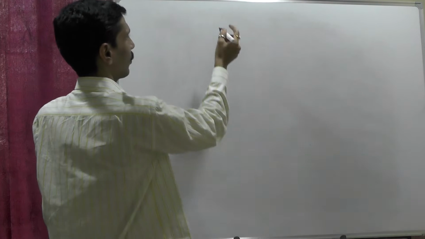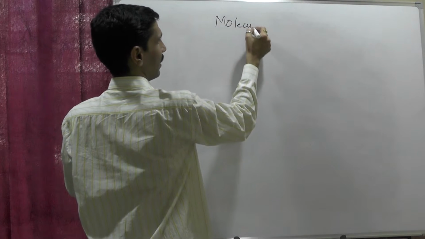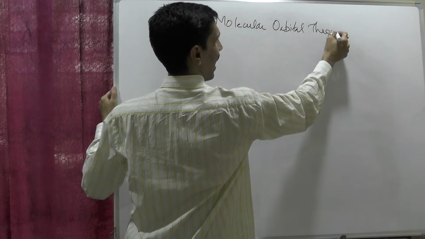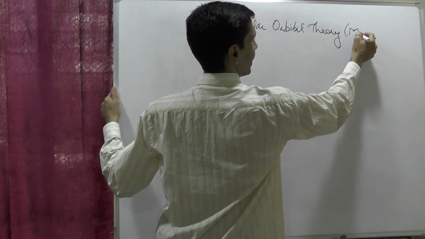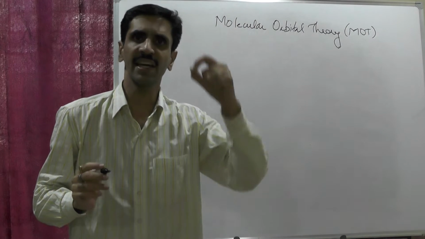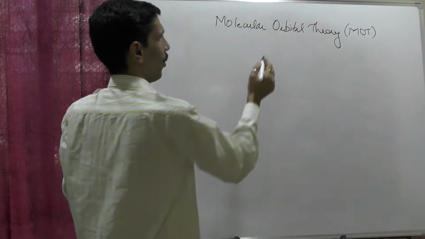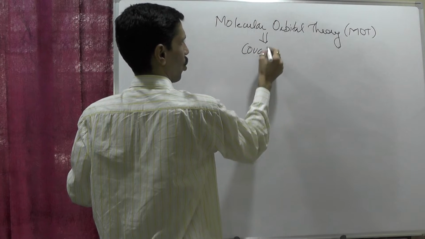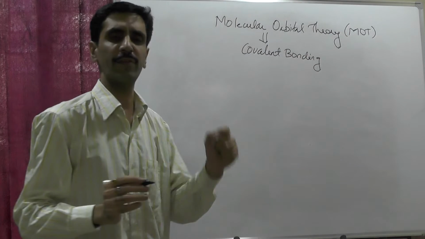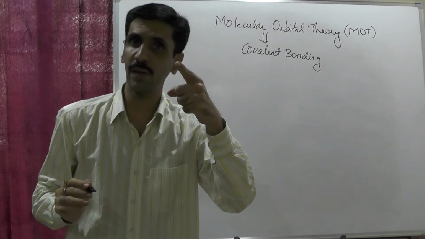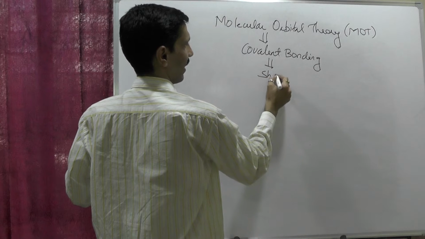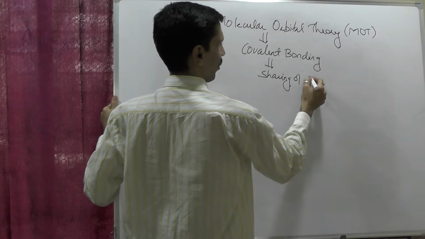So we begin with molecular orbital theory. It is in short also being abbreviated as MOT. Alright, so the basics are, the molecular orbital theory is based on covalent bonding. Now my dear friends, when we talk about covalent bonding, the very first thing which comes in our mind is, yes, it's sharing of electrons. So covalent bonding is related to sharing of electrons.